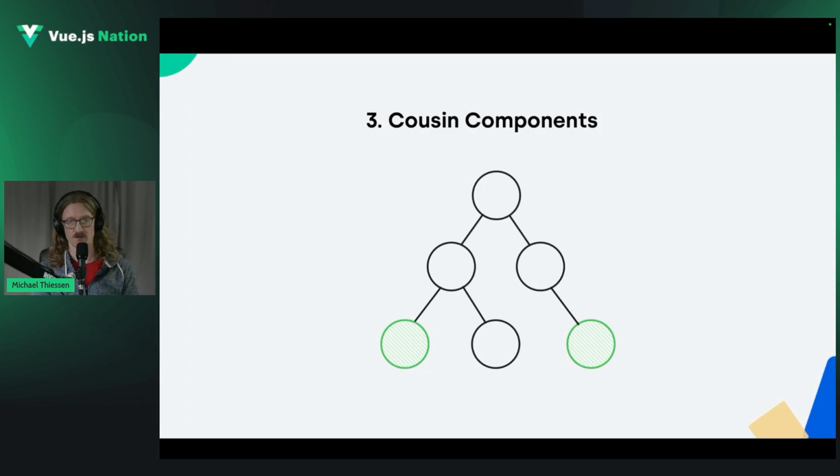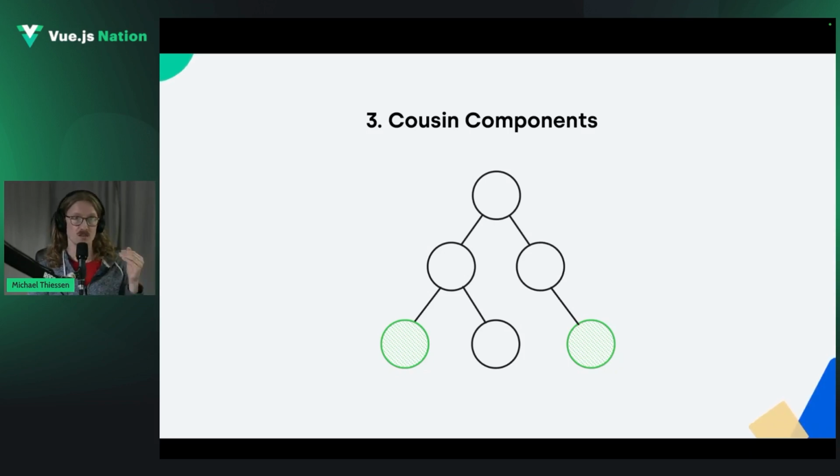Now, lastly, we have this idea of cousin components. So we've got parent and child components, we've got sibling components, but we also have cousin components. And these are basically just components that live far apart in the component tree. And if we want to have some piece of state that is shared between them, it can be really difficult, especially if we want to avoid prop drilling and event frothing.